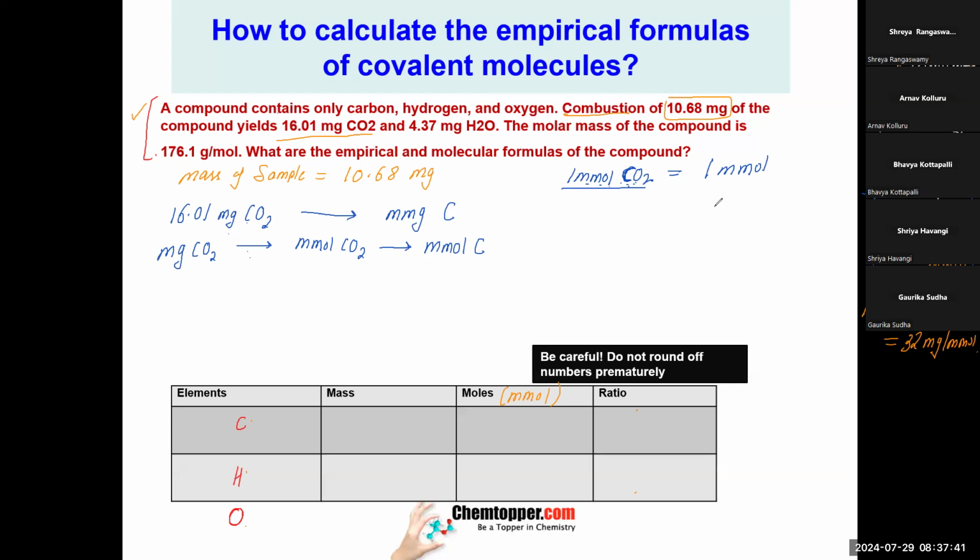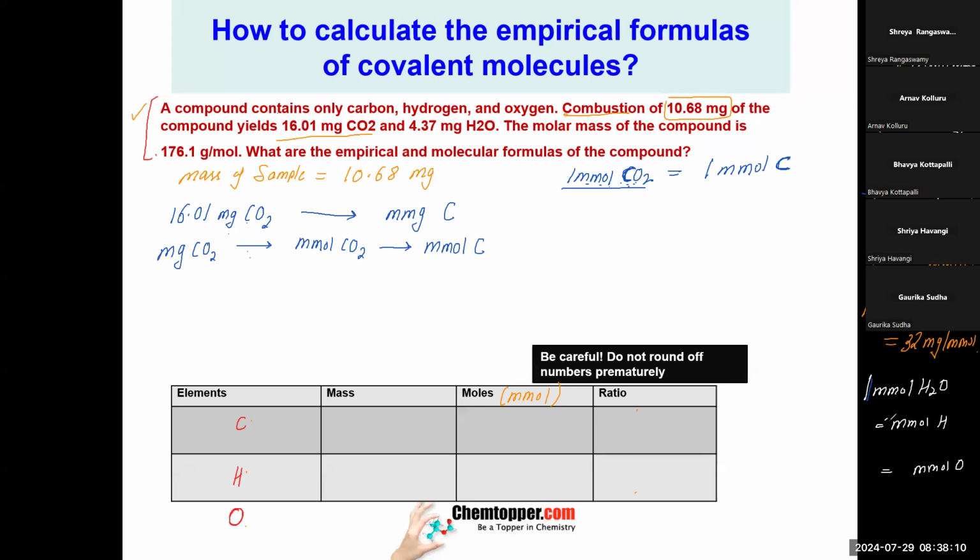Arnav, what's your answer? 1 millimole of what? Carbon. If I give you 1 millimole of H2O, now all of you please answer. Understand this. This is very important. If I give you 1 millimole of H2O, can you tell me how many millimoles of hydrogens are there? And how many millimoles of oxygen?